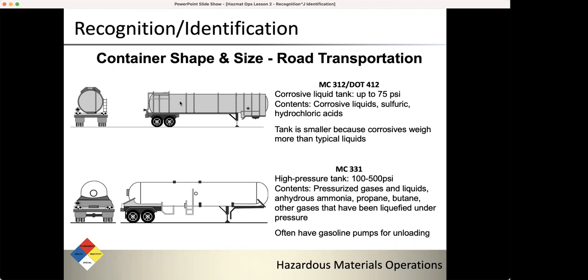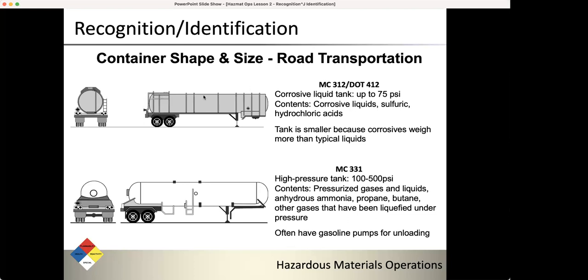So the reason this is a beefier trailer is because it holds corrosive liquids, and corrosives are typically more dense than other liquids. So they're going to weigh more per volume. So they need to be more robust in their construction. So it's going to be circular for even distribution of the pressure. And it's going to be thicker walls with the stiffening rings. And then because it's corrosive, it's going to have usually special paint around the loading and unloading port.